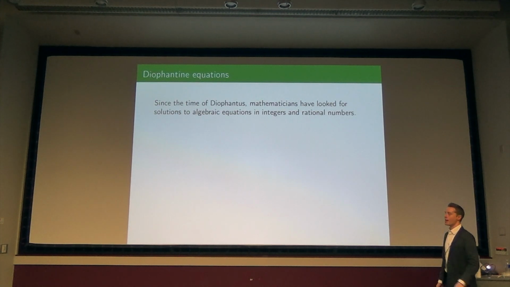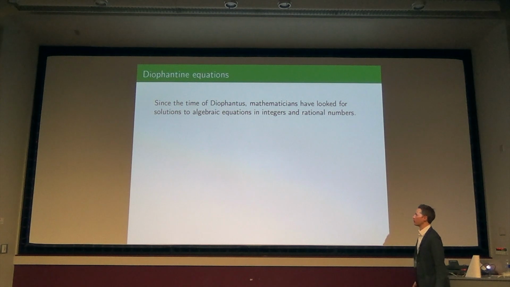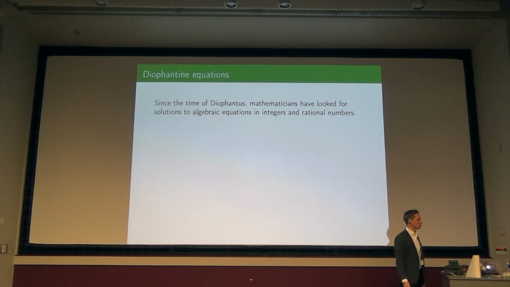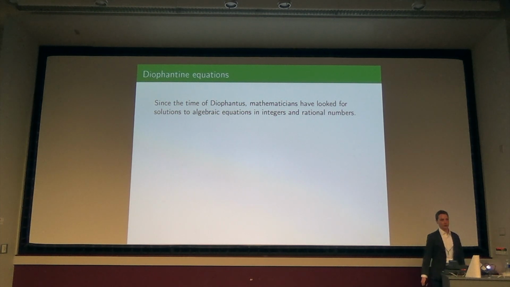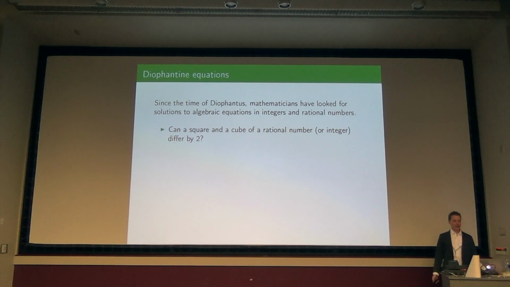So since the time of Diophantus, mathematicians have looked for solutions to algebraic equations in integers and rational numbers. So this really does go back to the time of the Greeks. We cared about questions like, can a square and a cube of a rational number or integer differ by 2?